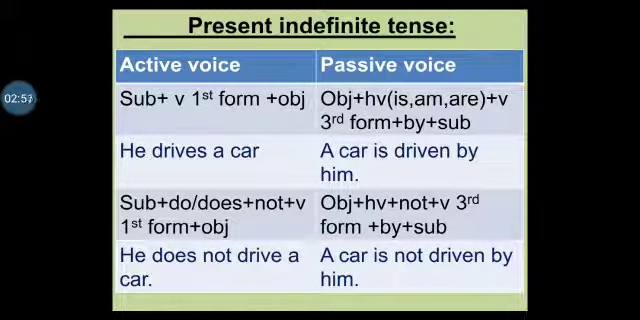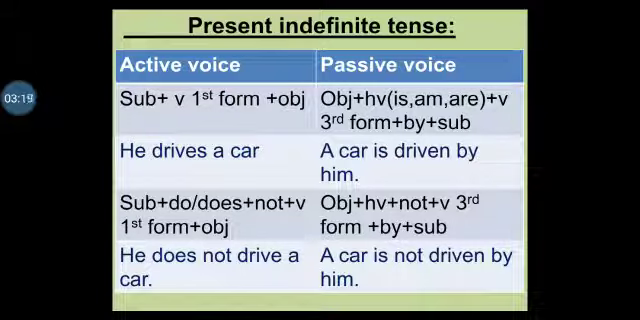When we will change it into the passive voice, object comes first, object plus helping verb is, am, are, plus verb third form plus by plus subject. A car is driven by him.